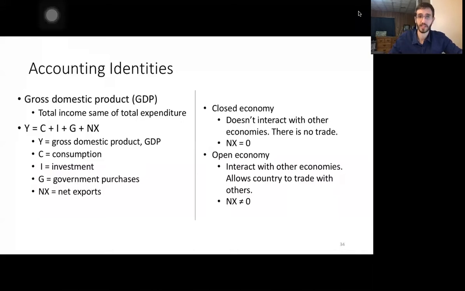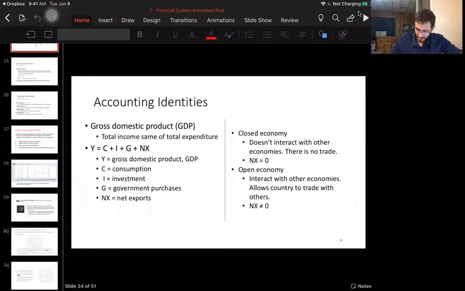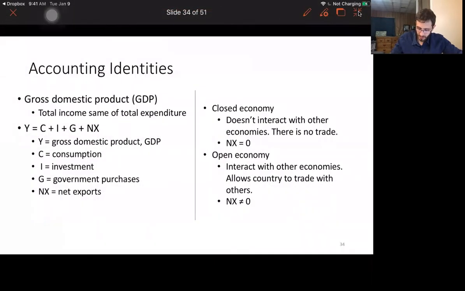So let's think about this. How can we connect our GDP formula, which I warned everybody was going to come back throughout our class? How can we incorporate national savings into this equation?